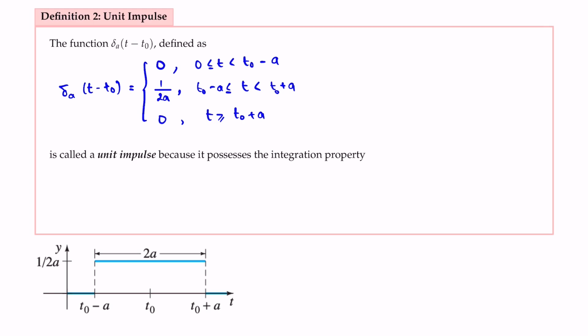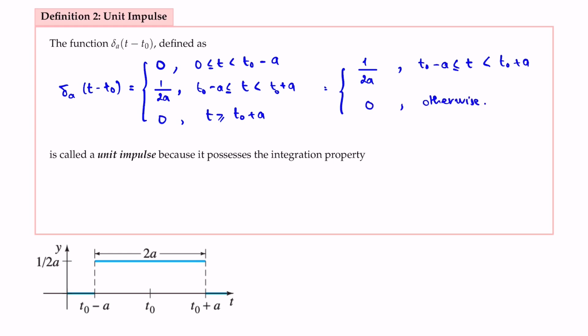So the function is 0 to the left of t0 minus a, in the interval between 0 and t0 minus a. It is 0 again when t is greater than or equal to t0 plus a. But the function is equal to 1 over 2a, a constant, when t is between t0 minus a and t0 plus a. In a way, you can shorten this function a little bit: the function is equal to 1 over 2a when t is between t0 minus a and t0 plus a, and 0 otherwise.